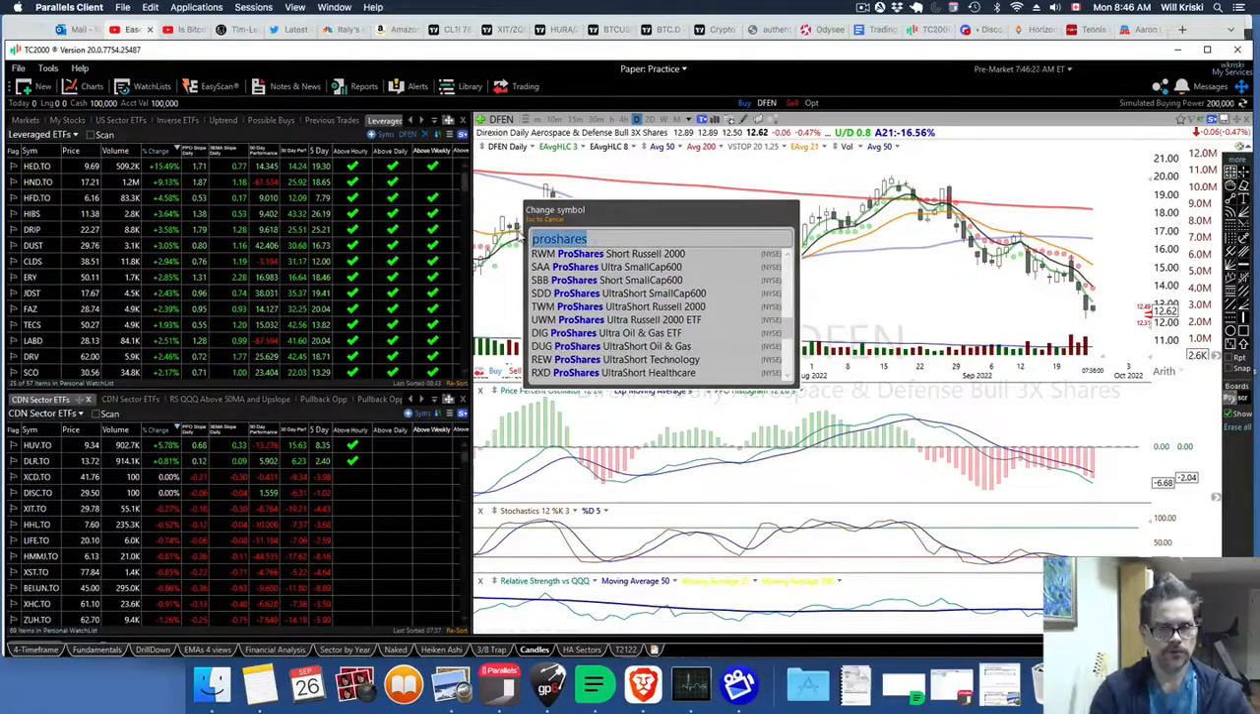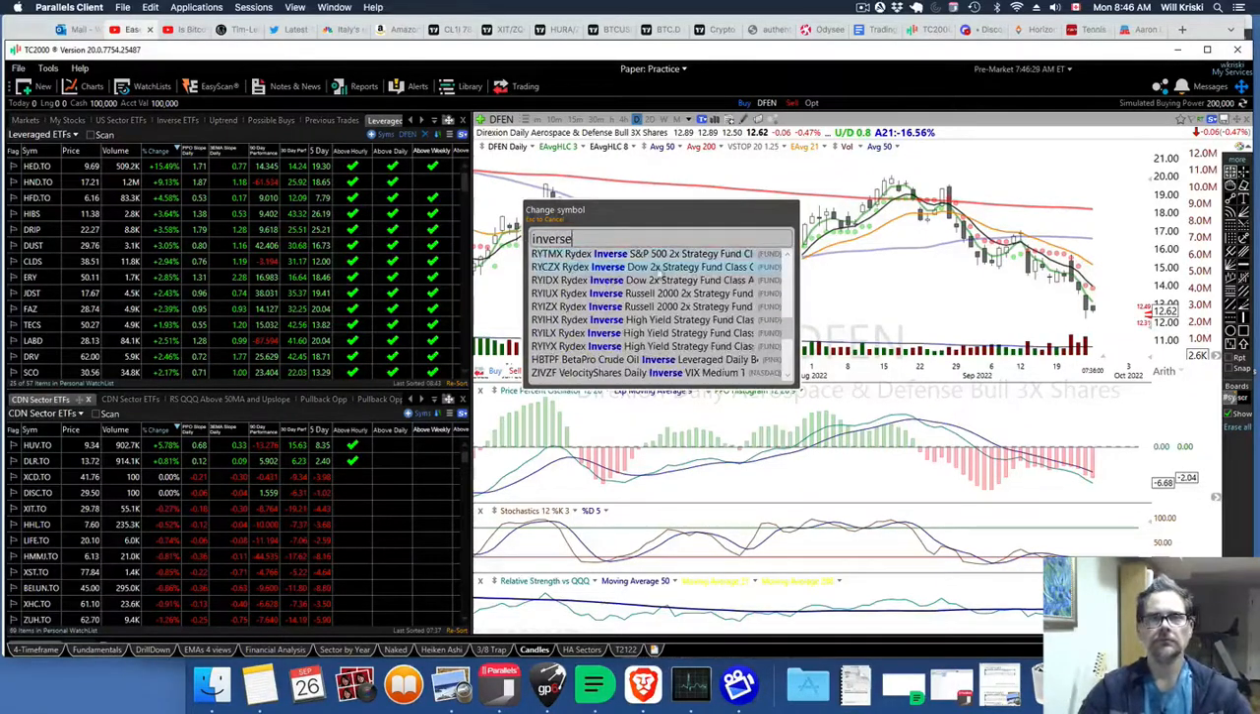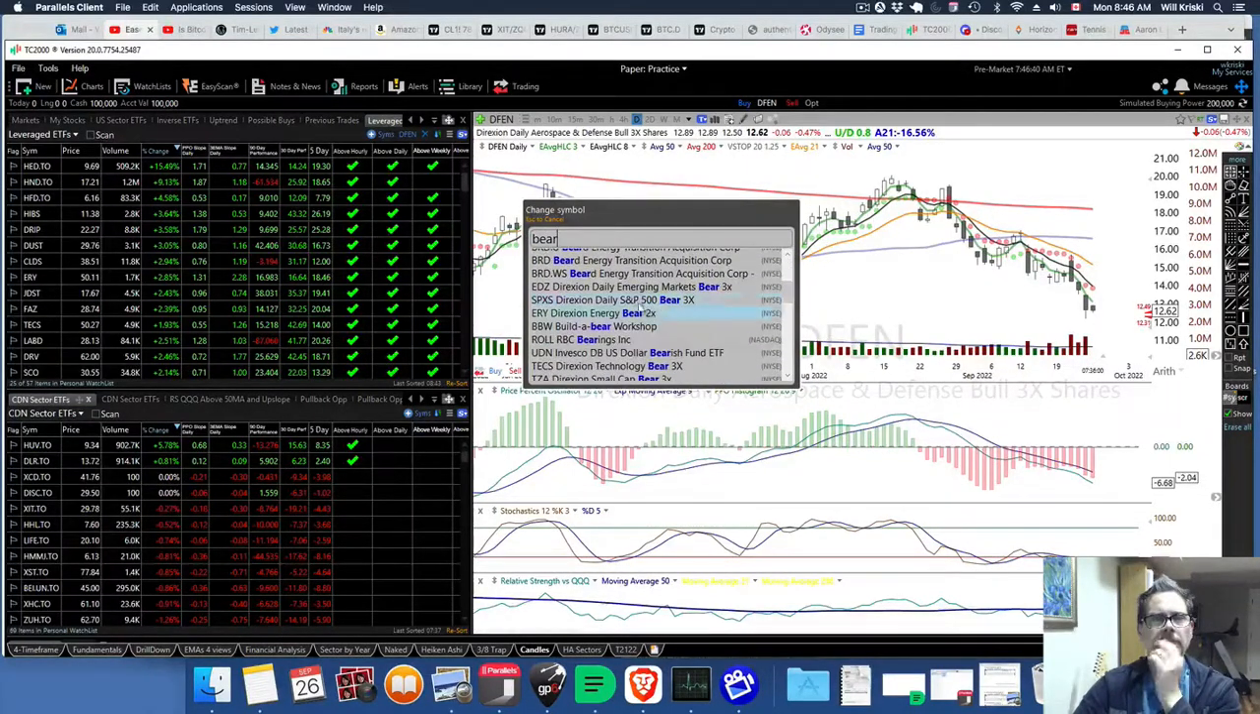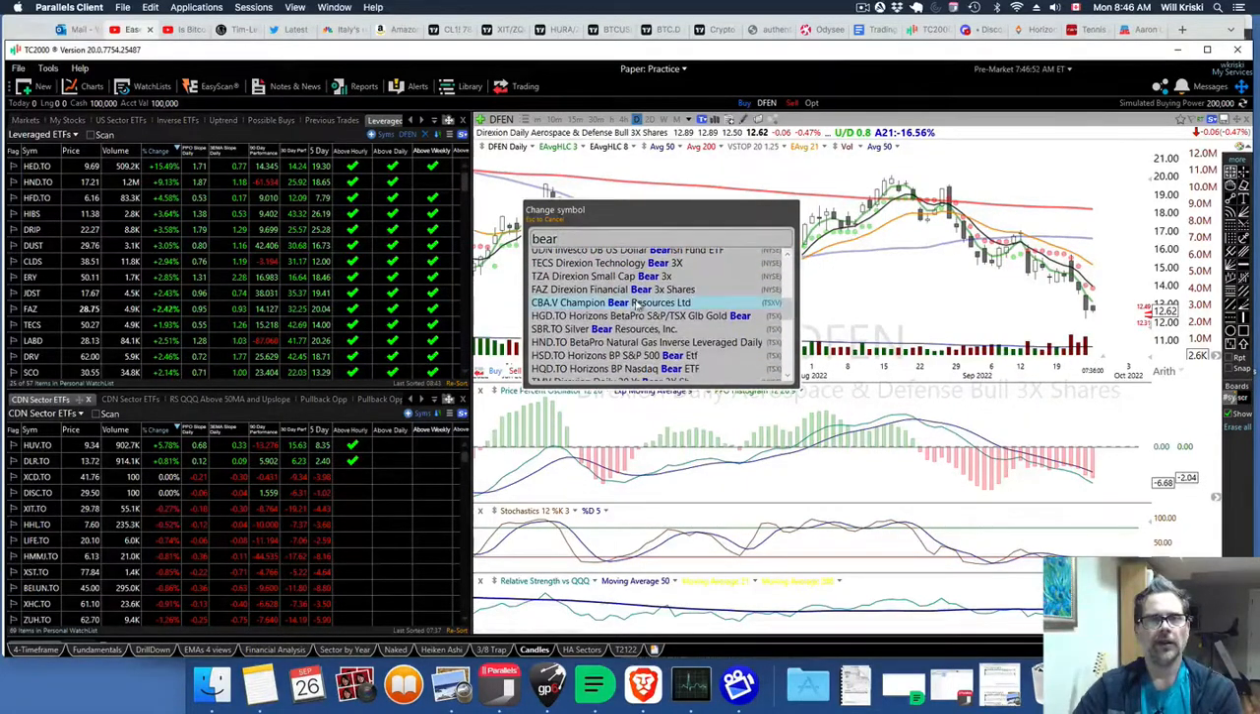Another way to go is to type in inverse, and you'll see a whole bunch, natural gas inversion, stuff like that. You could type in bear. You'll see Direxion here, daily emerging markets bear, S&P bear, energy bear, tech bear 3X, financial bear, that's what FAZ I told you about. And then there's a Horizons one, S&P.